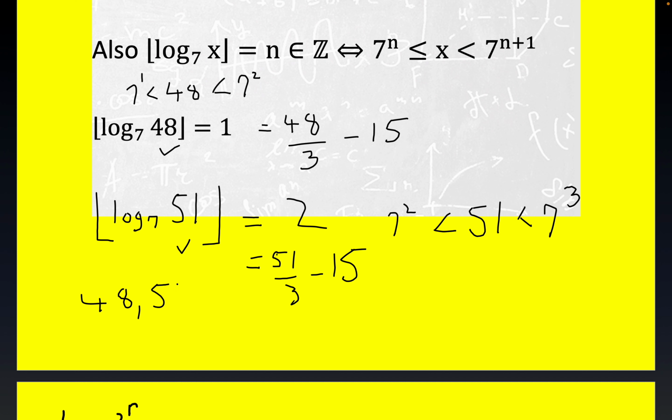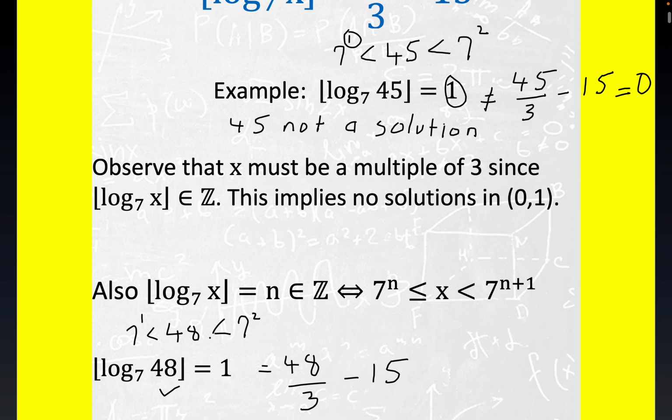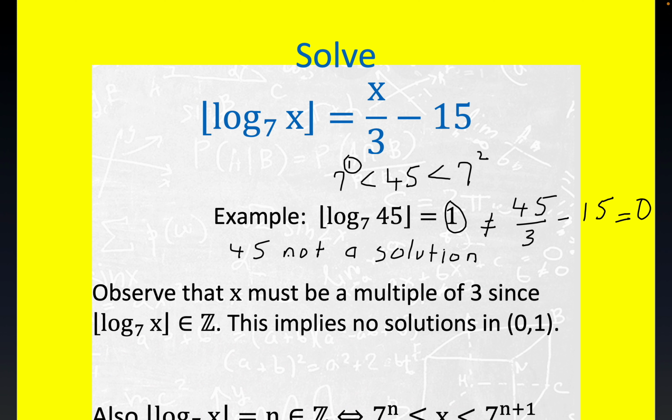And again, you guys can verify that if you try to go to floor level 3, you're talking about numbers between 7 cubed and 7 to the 4th, which will be too big for the linear function on the right-hand side. Okay, and I'll just say that without writing anything down. So anyway, this is our solution set right here, 48, 51. Let's come up here so you can see it in its entirety.